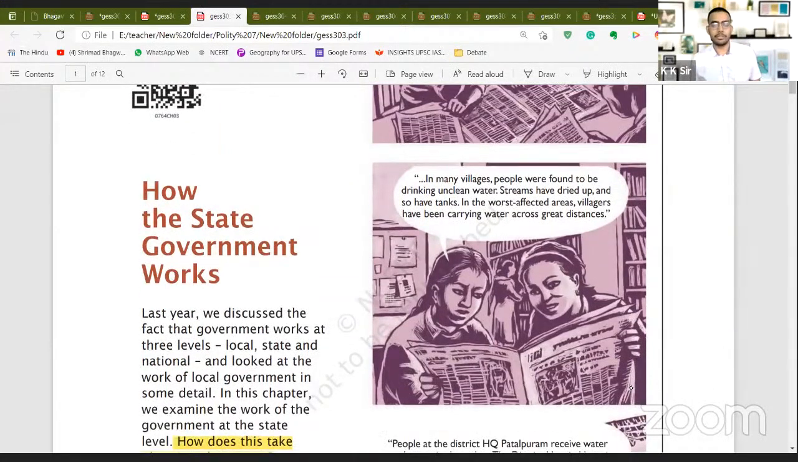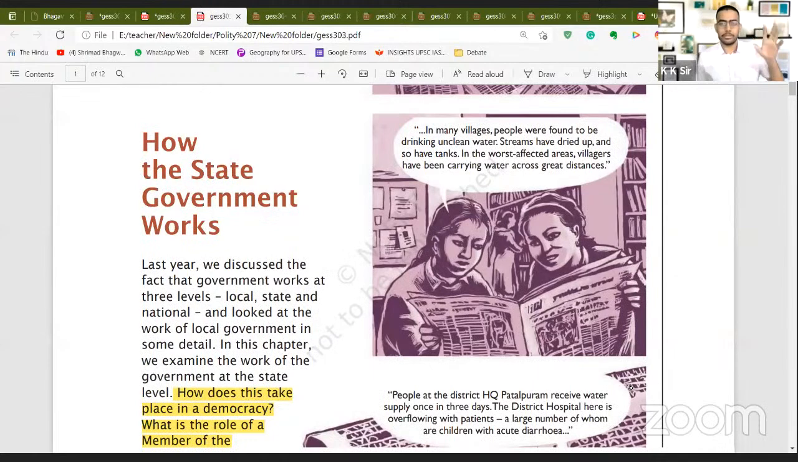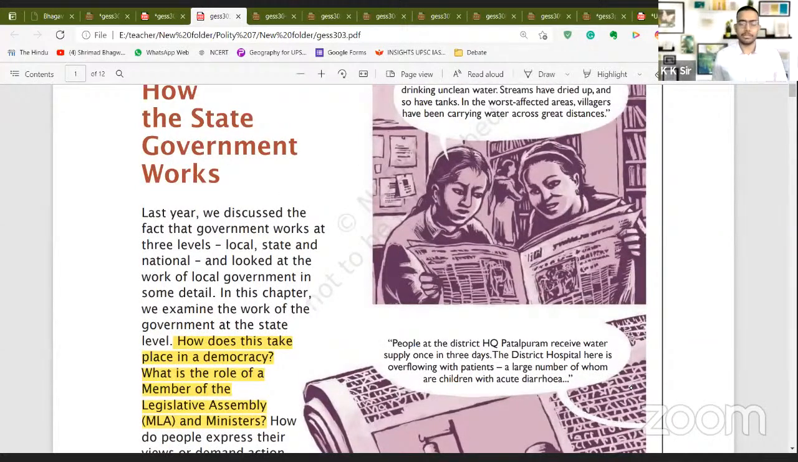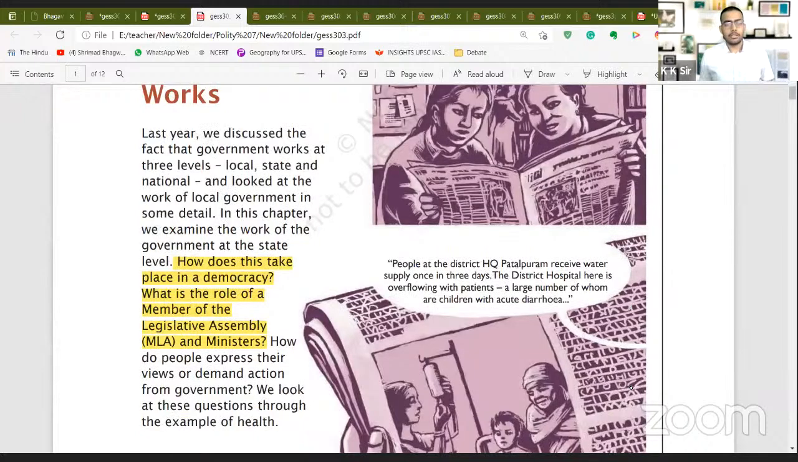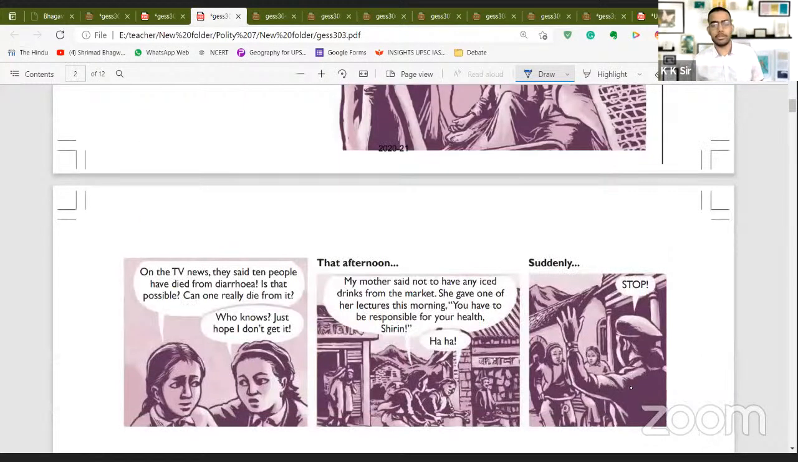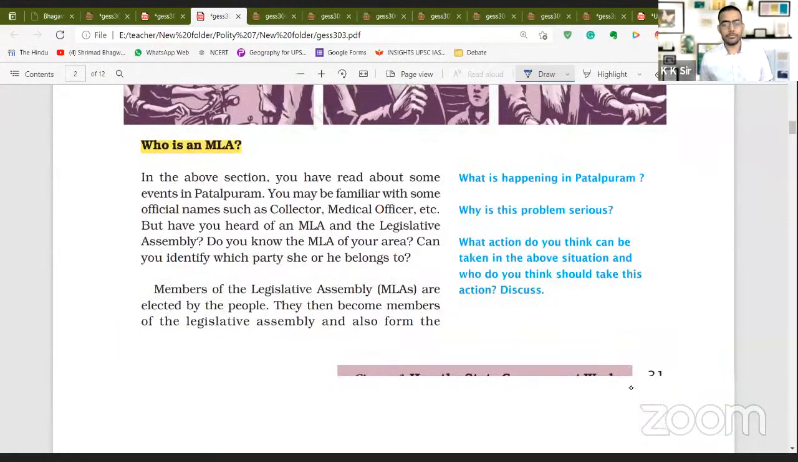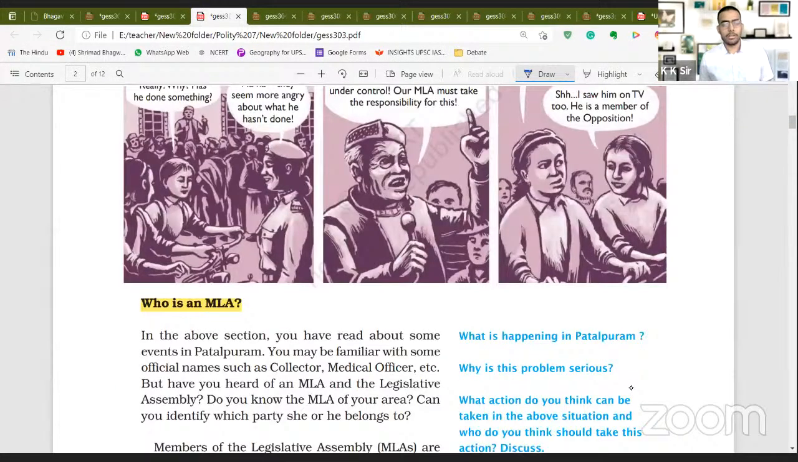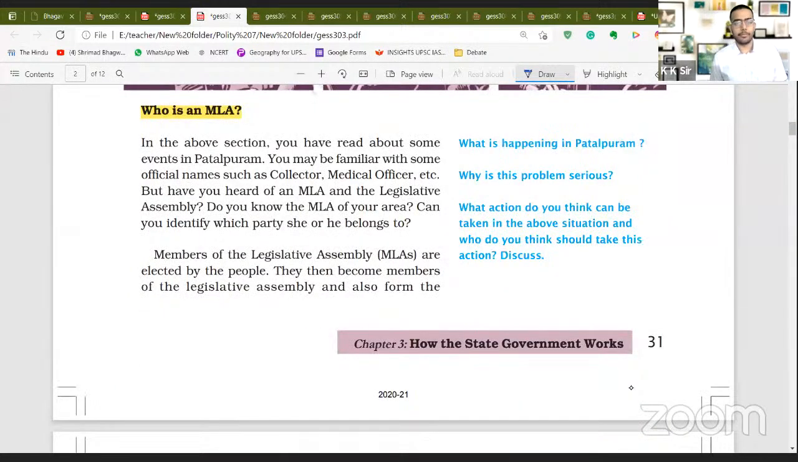State governments. We have learned about local governments, now state governments, how these governments work. Who are the MLAs you are voting for? Most of you are eligible voters. And who are ministers? So we will go a bit deeper into this. Who is an MLA?